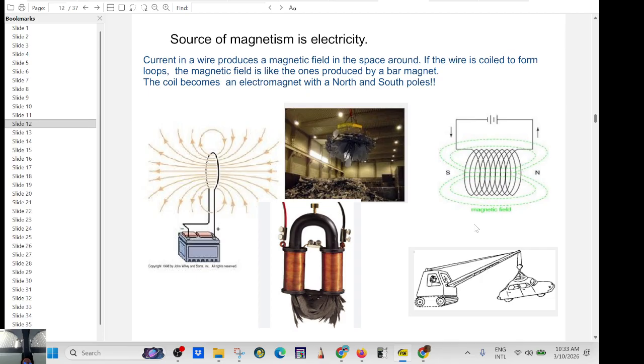So shielding us, the magnetic field of the Earth. The source of magnetism is electricity, so you can use an electromagnet here because you control the magnetism. This is a very strong electromagnet here. So this is the other rule: if the current is going this way, the thumb here is going to be the north.